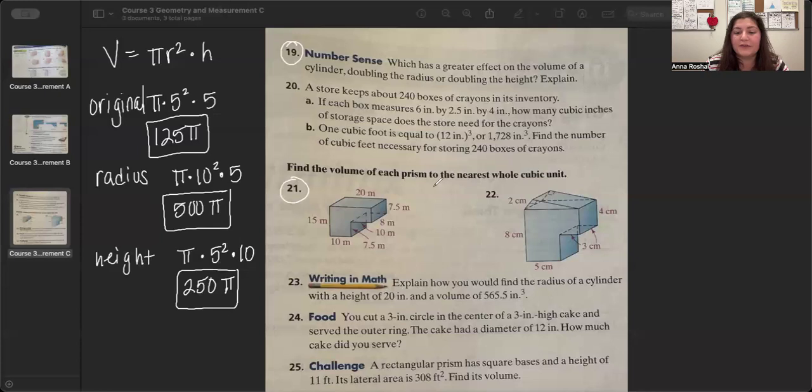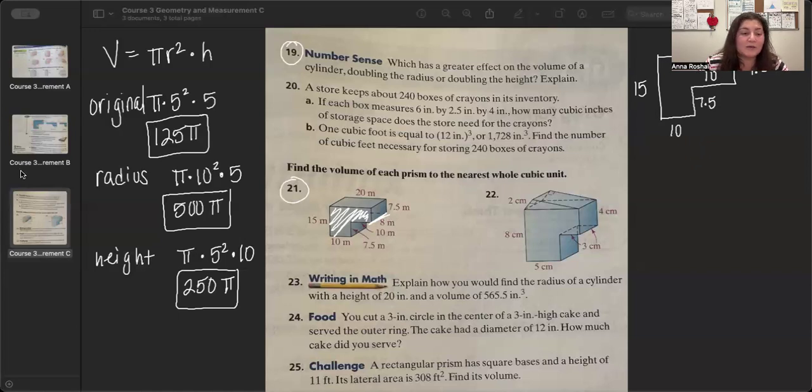Okay, then we have to find the volume of each prism. In actuality, we can find the area of the base, which is this right here, and then multiply by the height, which is this right here. In order to find the area of the base, I need to break it apart so that I can see what's happening. So I know this is 15, this is 20, this is 7.5. This is also 7.5, and this is 10, and this is 10.